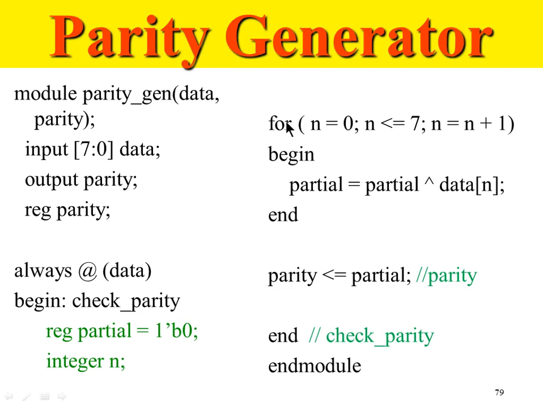So this for loop will work 8 times. And finally the partial value will be a single bit value. This single bit value will be then assigned to parity, which is a register, then end always block and end module.